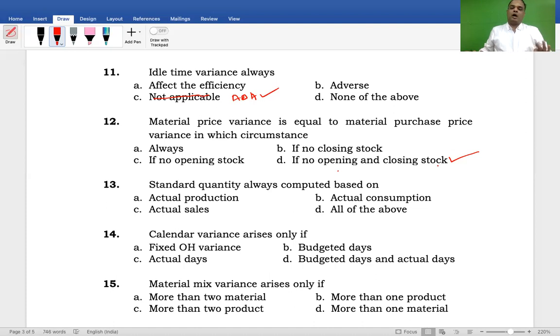Standard quantity is always computed based on: actual production, actual consumption, actual sales, all of the above. Actual production.